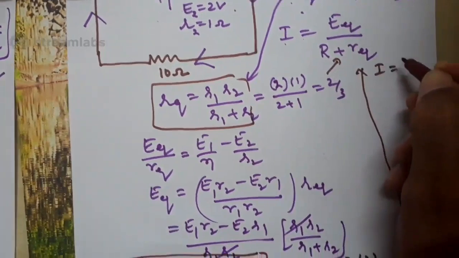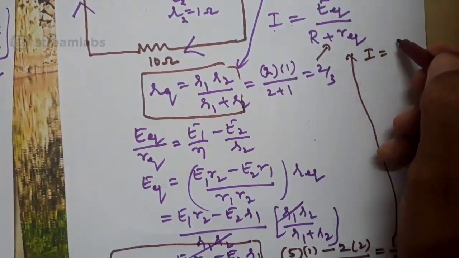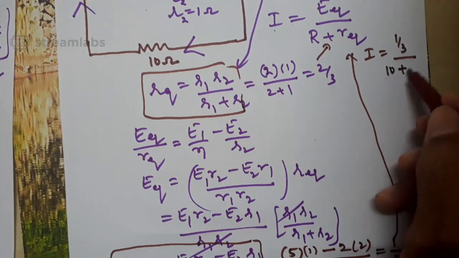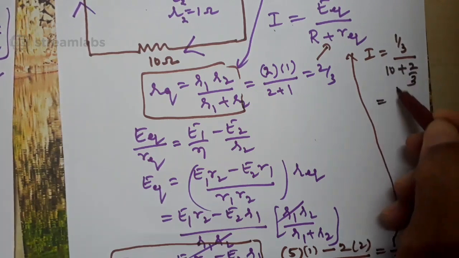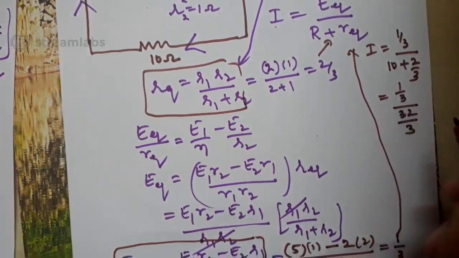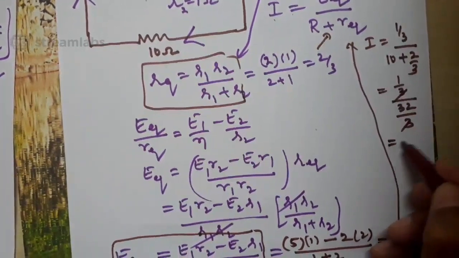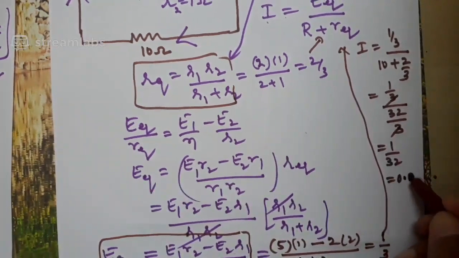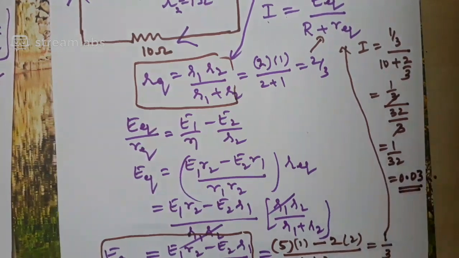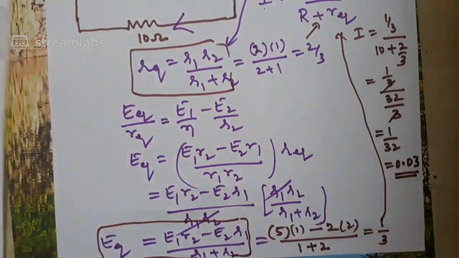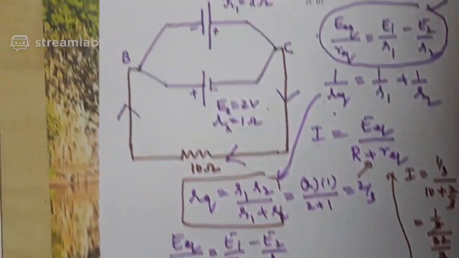I is equal to, what is E equivalent? E equivalent is 1 by 3, correct? By, what is capital R? 10 ohm. What is R equivalent? 2 by 3. Take a common denominator. 1 by 3 by, I think 32 by 3. Do you agree with me? 3 will get cancelled. 1 by 32. 1 by 32 is nearly equal to 0.03, right? 96 something. Yeah, this is the answer. I think you understood this. Please copy it.